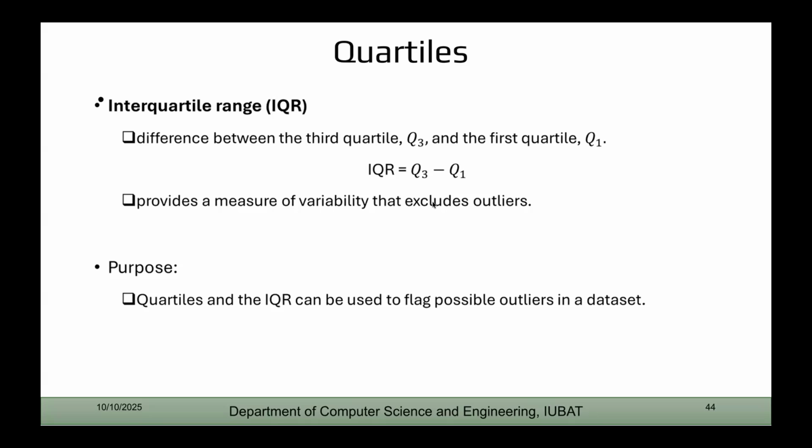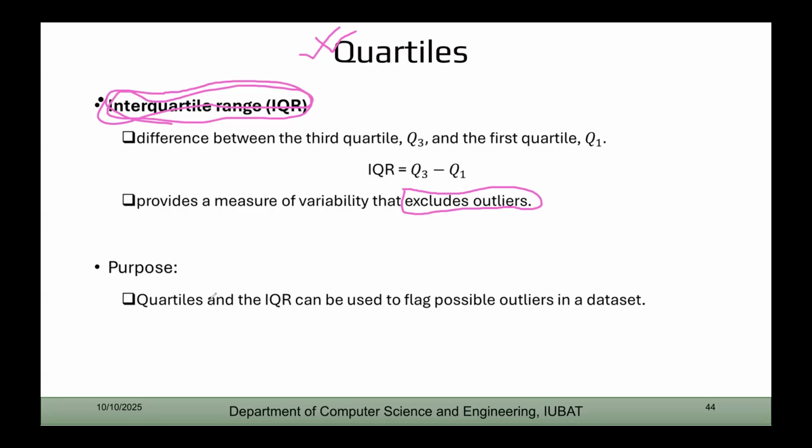This is going to provide a measure of variability that excludes outliers. Here is the important point: how can we exclude outliers? Who is helping us? The IQR. That's why quartiles are very important to understand. So now I think you got the dots. You can connect them now, right?